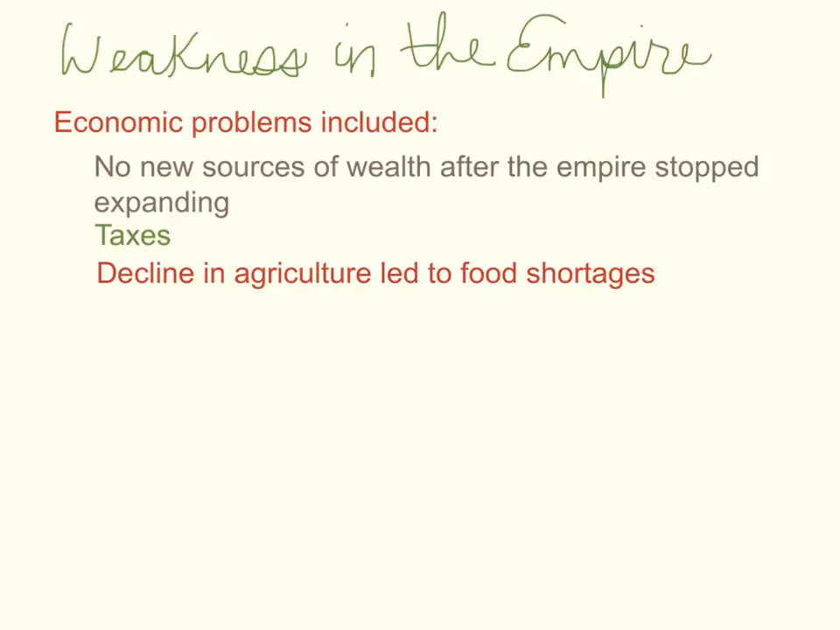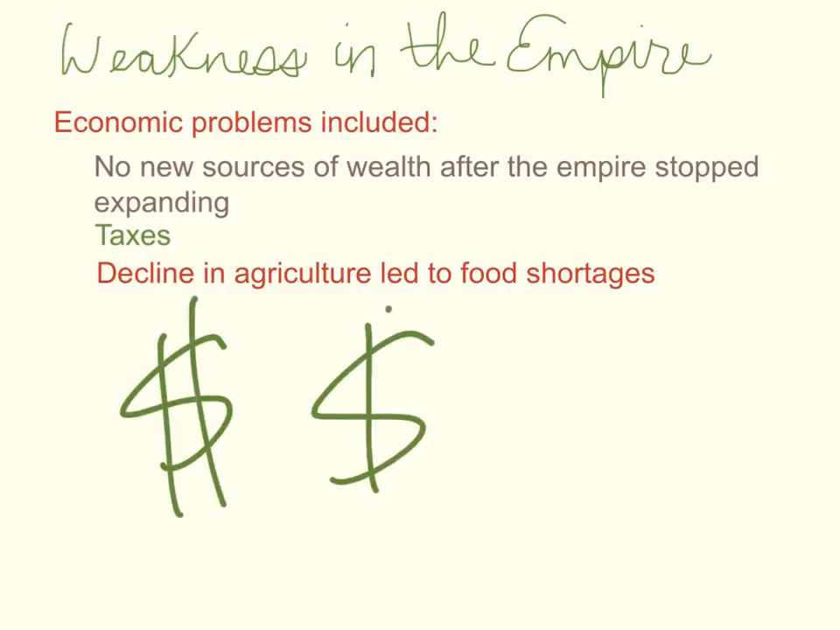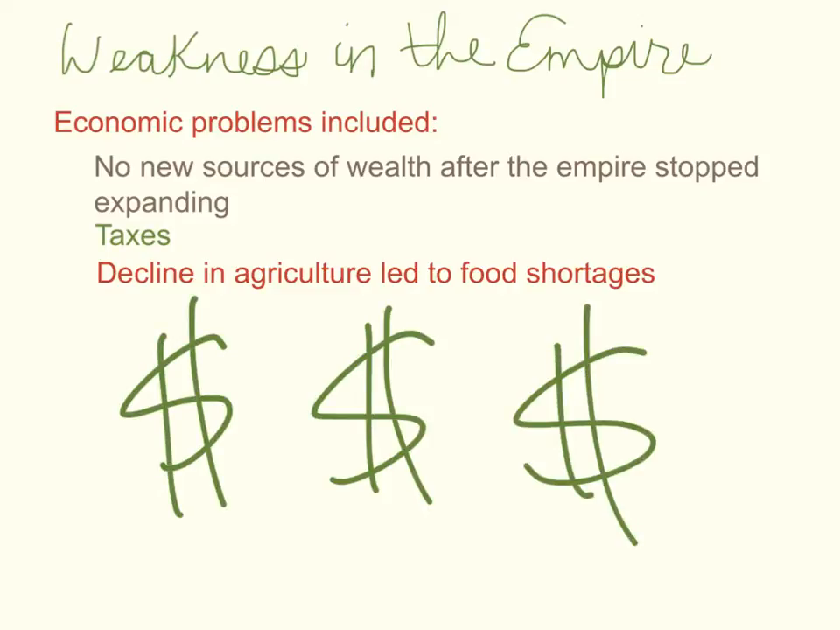Some of the economic problems are no new sources of wealth after the empire stopped expanding. When Rome conquered other lands, they gained valuable resources, and when Rome stopped gaining these new lands, the resources stopped as well. Taxes were high, and people didn't like paying those horrible taxes. A decline in agriculture led to food shortages, so the poor people in Rome weren't happy.